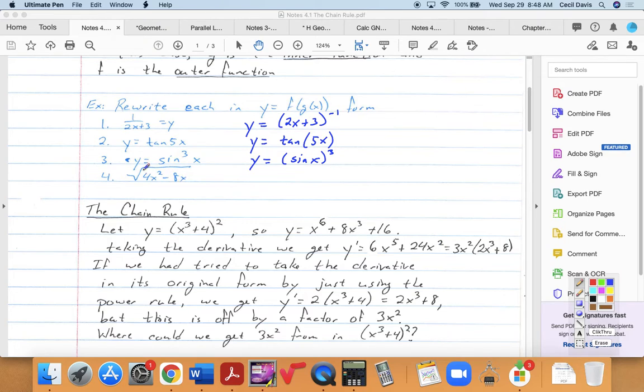And then sometimes it's not written as a power, sometimes it is a radical, but we can rewrite those pretty easily. This would be y is equal to 4x squared minus 8x to the 1/2 power.